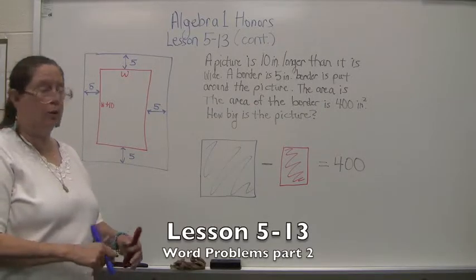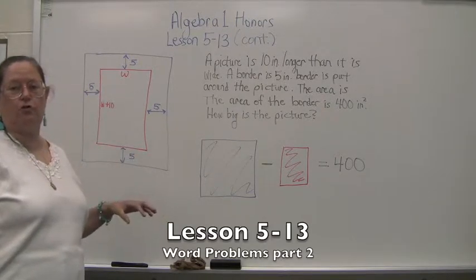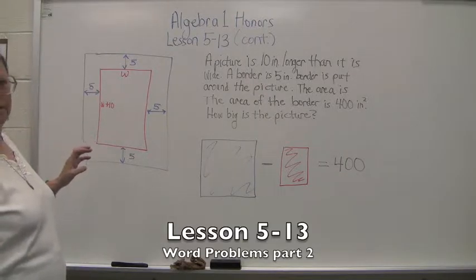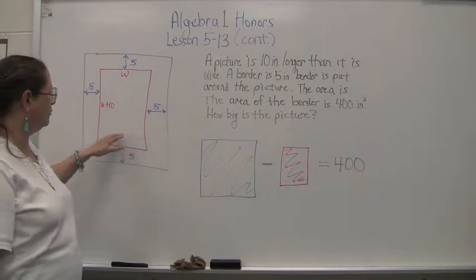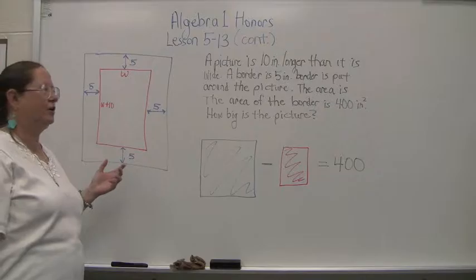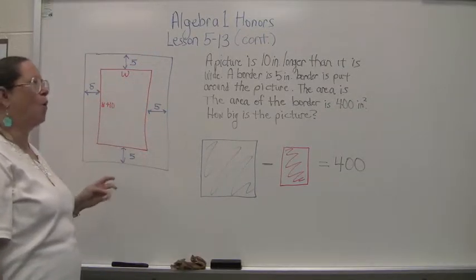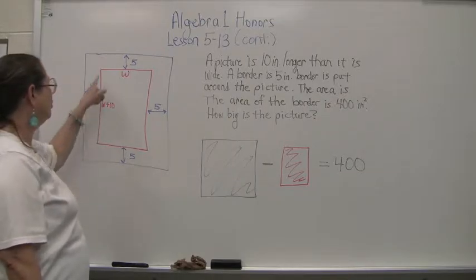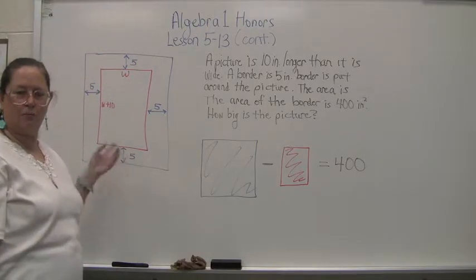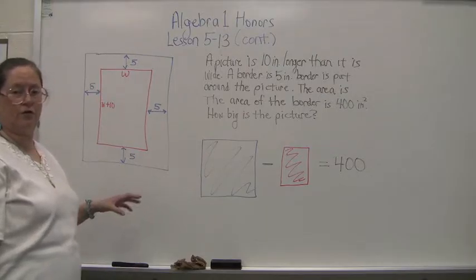This is part 2 of Lesson 5-13, using factoring to solve word problems. And this is a very common type of problem. This one happens to be a picture, the red, surrounded by a border, a frame, the blue. But you might see it as a garden plot surrounded by a path, or a swimming pool and this is the walkway around it. Okay? So this problem comes in a lot of different formats, but the way you do it is very similar.